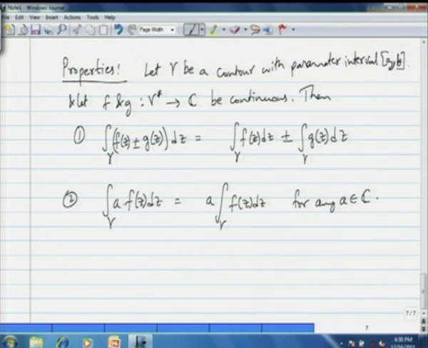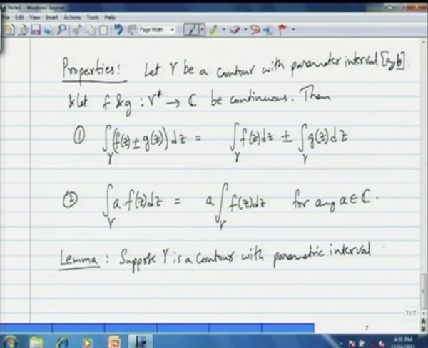Next, I want to state further properties in a lemma. So, suppose that gamma is a contour with parametric interval a comma b, and let f from gamma star to C be continuous, like above.